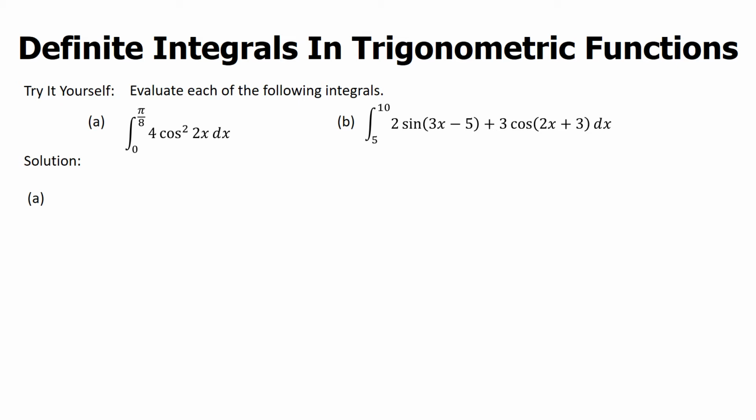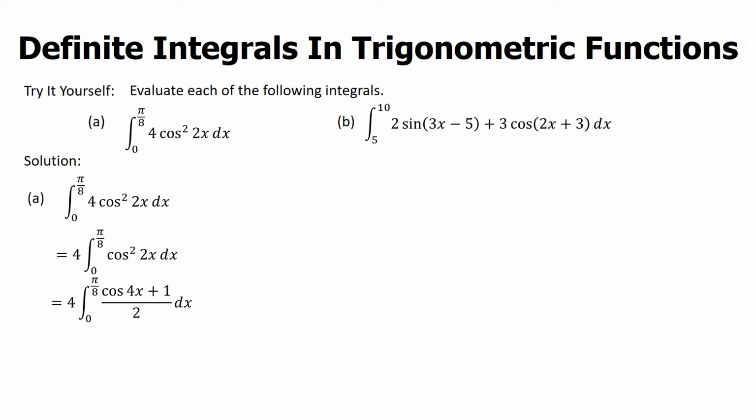Here is the solution. For A, integration from 0 to pi over 8 for cosine squared 2x dx. We can take out the constant, which gives us 4 integration from 0 to pi over 8 cosine squared 2x dx, so that it won't influence your integration. And now, remember that cosine squared x equals cosine 2x plus 1 over 2.